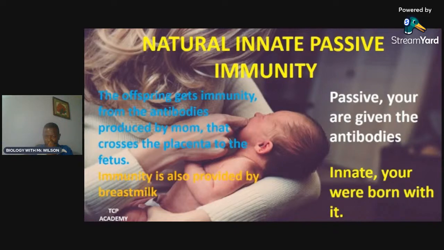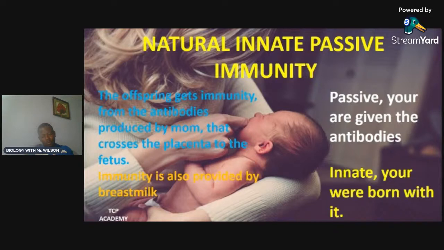When we talk about passive, you are given the antibodies rather than you making the antibody. So here, the offspring gets the immunity from the antibodies that are, of course, produced by mom that crosses the placenta to the fetus. So the antibodies are not made in the baby. The antibodies are actually made in the mother and of course passes the placenta to the baby.